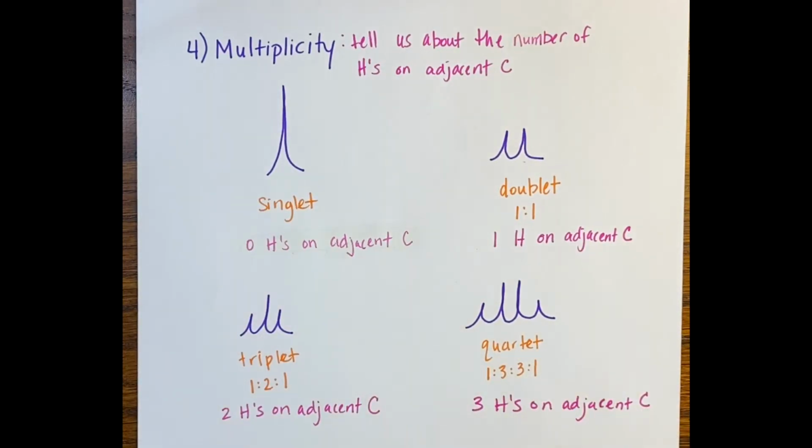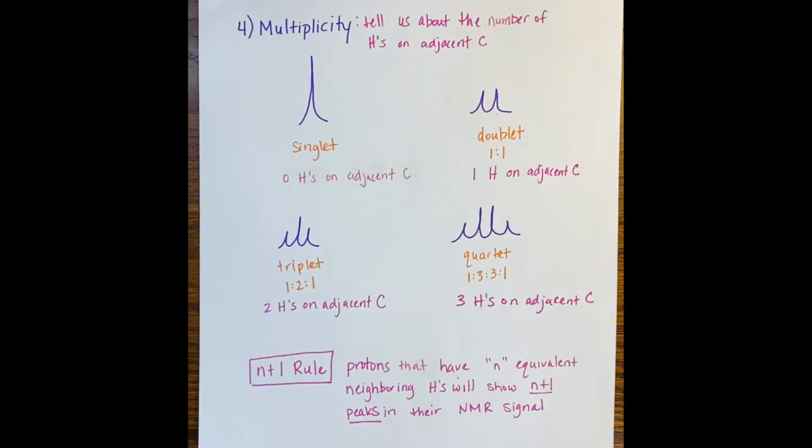So these are some of the most common peaks that we see in NMR, and as our structures get more complicated, our peaks will get more complicated as well. The number of protons that we see on the adjacent carbon is going to follow what we call the n+1 rule. It states that protons that have n equivalent neighboring protons will show n+1 peaks in their NMR signal.